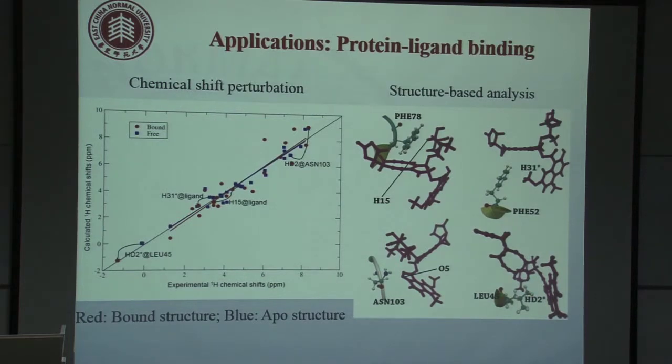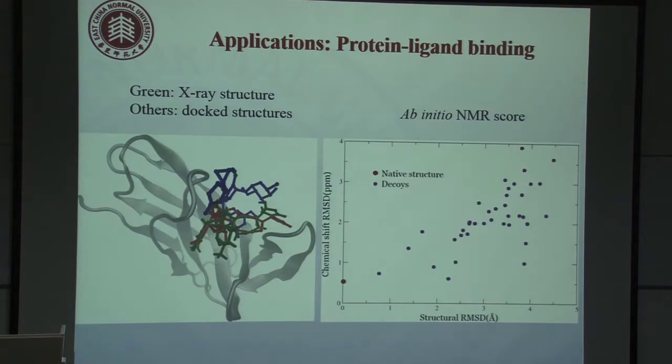We can also look at some atoms here on the ligand and protein side. We can see an upfield chemical shift. Here, we also use this ab initio NMR score as a method to differentiate the native structure from decoy structures. What we do is take this X-ray structure, the green one, and the other colors show the decoy structures. We can use the chemical shift perturbation RMSD with respect to the experimental value. We can see that as the structural RMSD increases, the chemical shift perturbation RMSE increases as well. So we can use this ab initio NMR score to guide protein-ligand docking using this method.